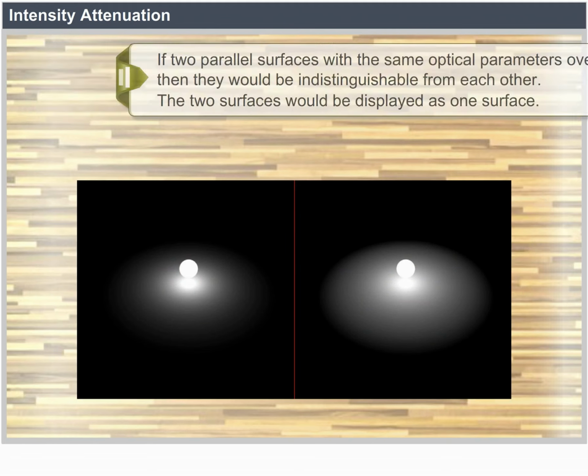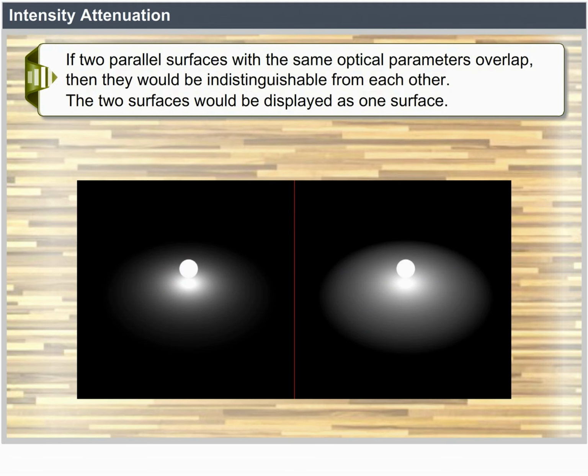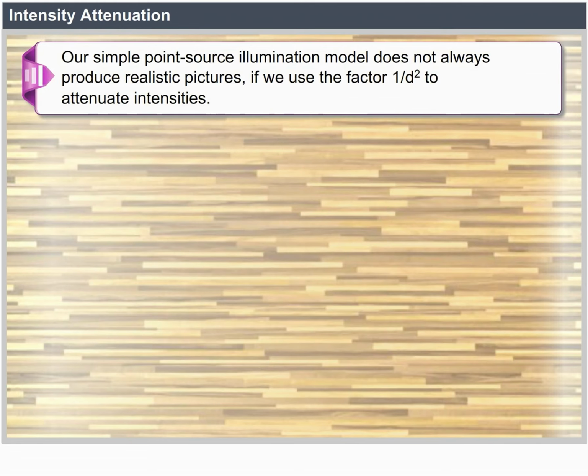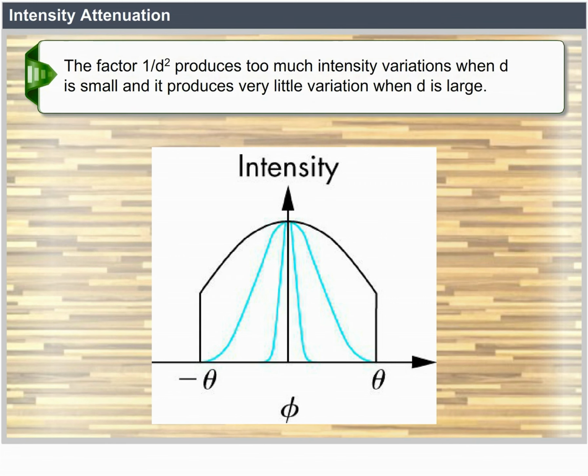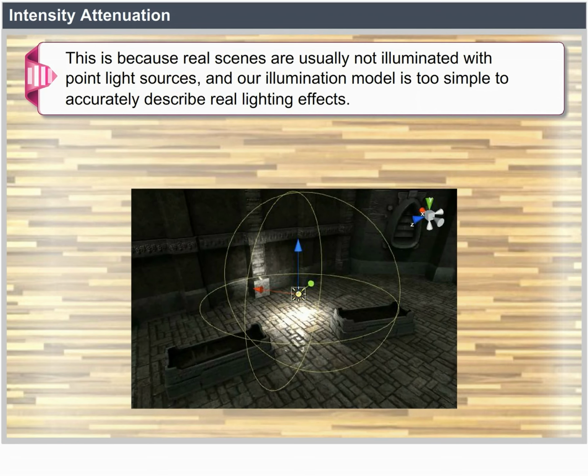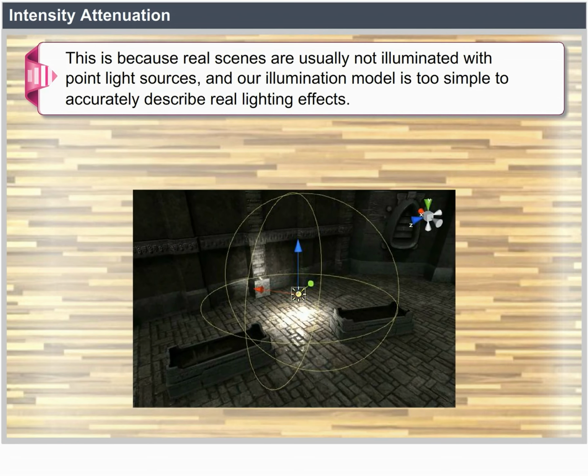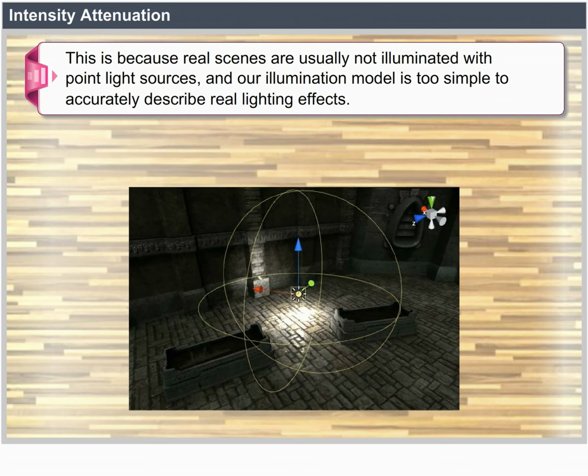If two parallel surfaces with the same optical parameters overlap, they would be indistinguishable from each other. The two surfaces would be displayed as one surface. Our simple point source illumination model, however, does not always produce realistic pictures if we use the factor 1 by d squared to attenuate intensities. The factor 1 by d squared produces too much intensity variation when d is small, and it produces very little variation when d is large. This is because real scenes are usually not illuminated with point light sources, and our illumination model is too simple to accurately describe real lighting effects.